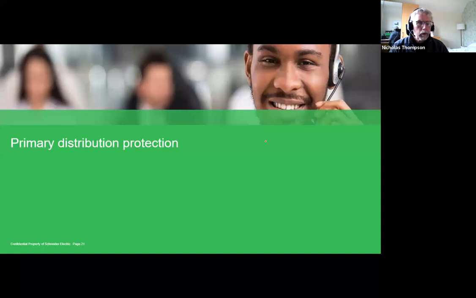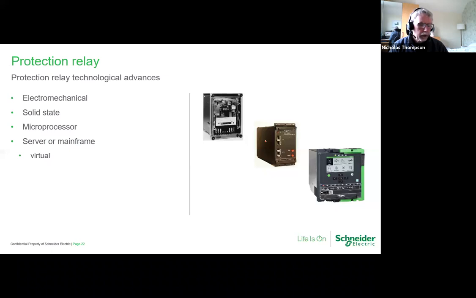So moving on to primary distribution protection. This is where the relays start to become the more complex protection needs. Now, if we look at the historical path of protection relays, there is a correlation between the first transformer going into service and the first relay manufacturing plant going live, i.e. commissioned. And that date is quite significant.